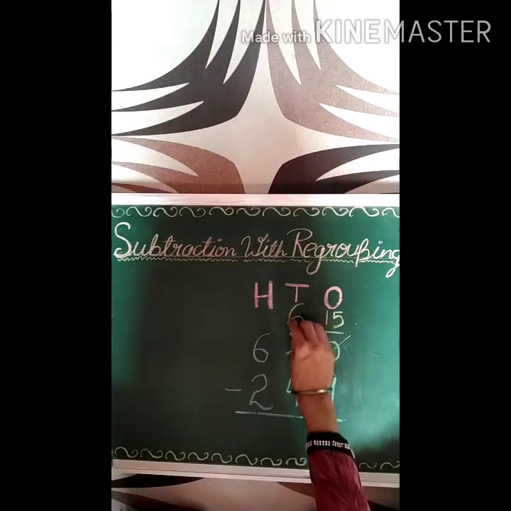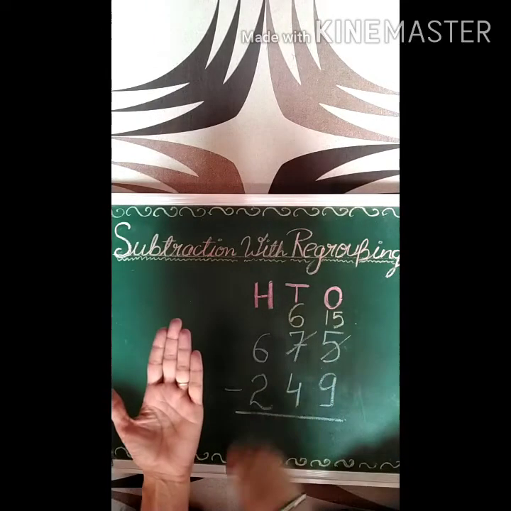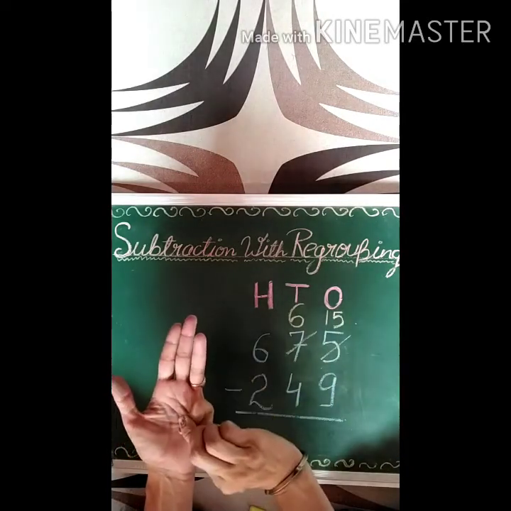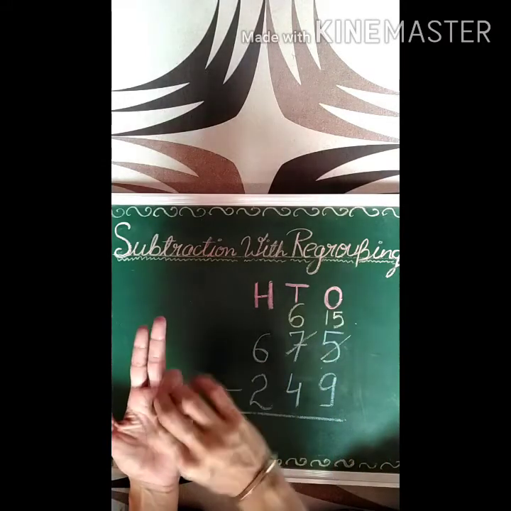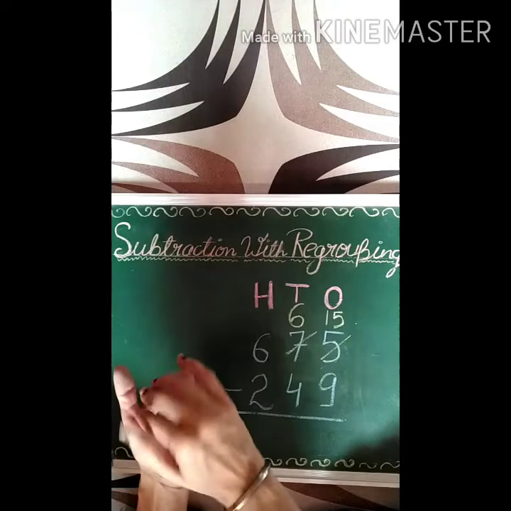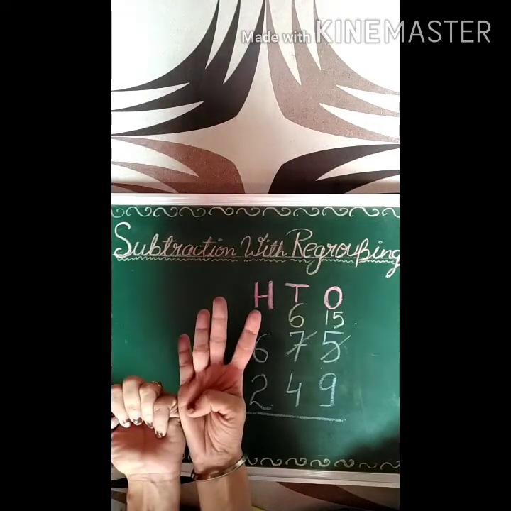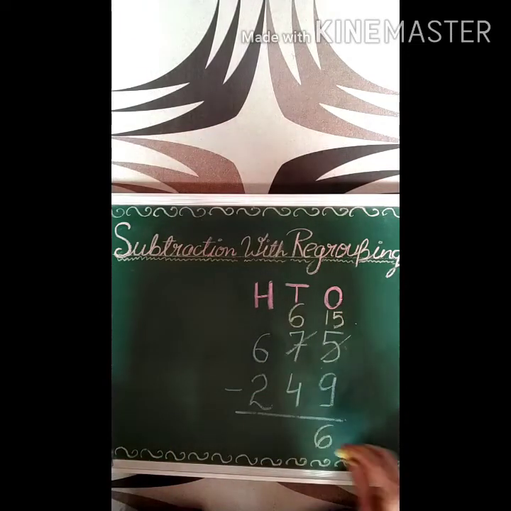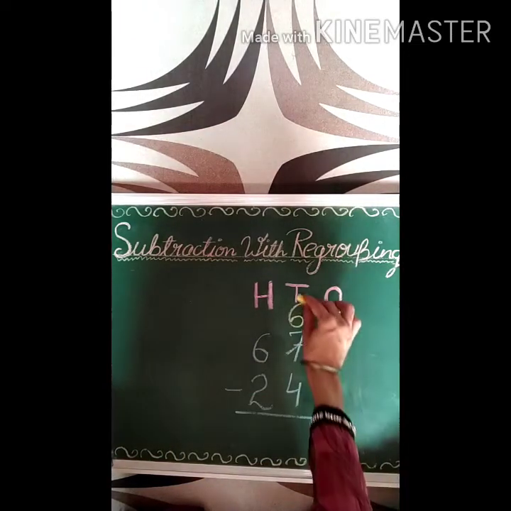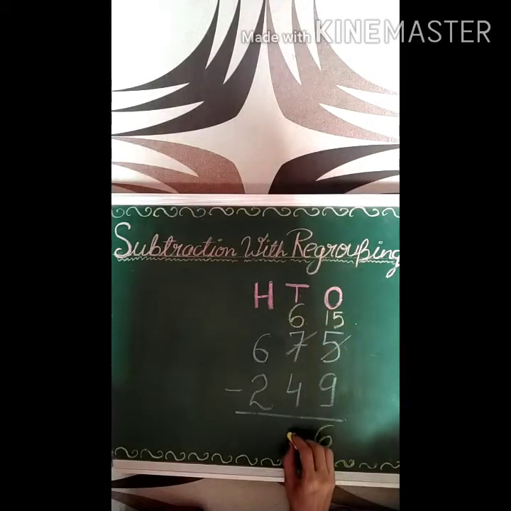Now after 9, start from 10, count the numbers till 15. 10, 11, 12, 13, 14, 15. Yes, 6 fingers are here. So we write 6 on the ones place. Now at tens place, we can easily subtract 6 minus 4. That is 2. At tens place, we write it.